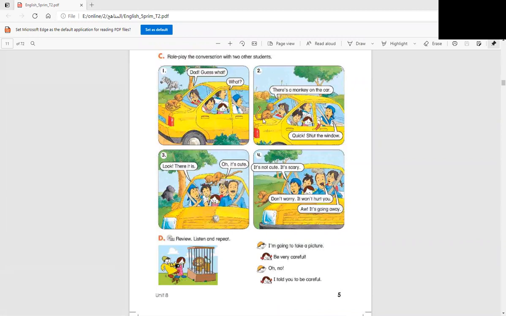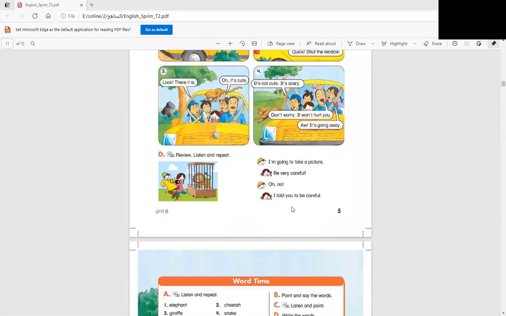So we are talking about the animals, okay? As they saw a monkey in the car, and it looks so scary. And here we have another conversation.